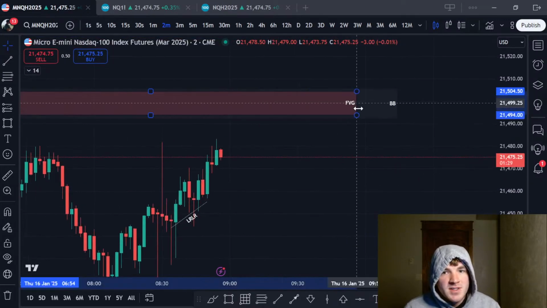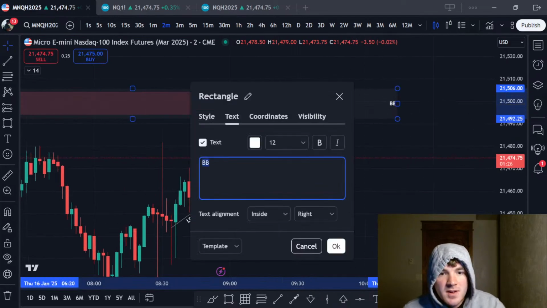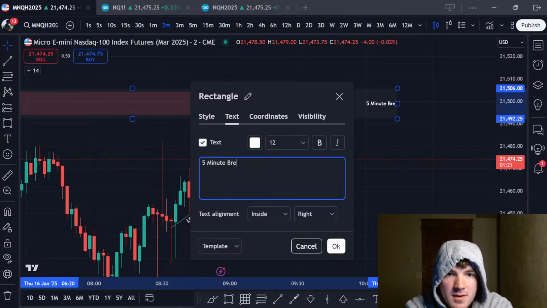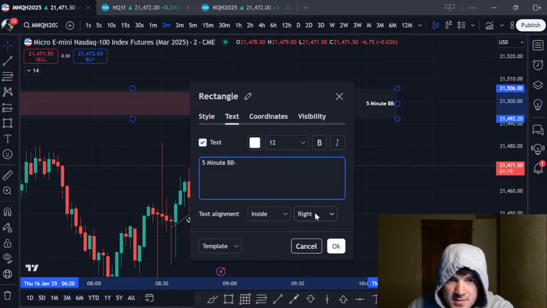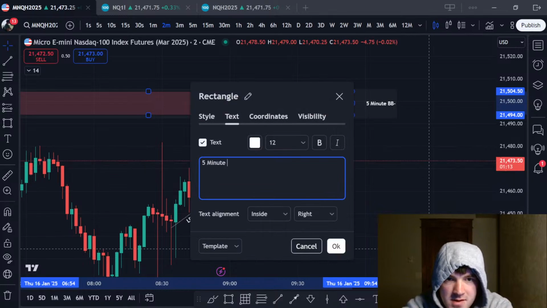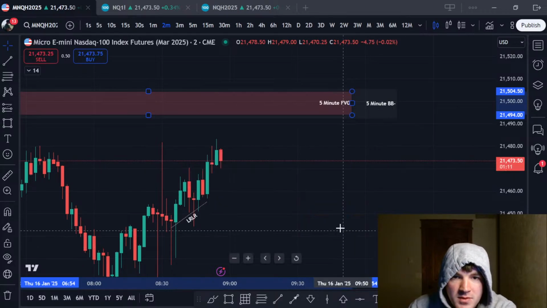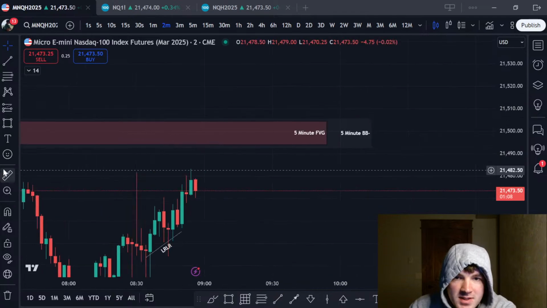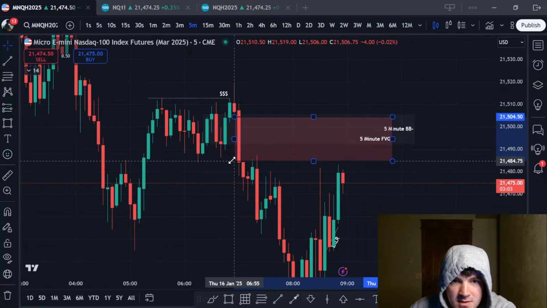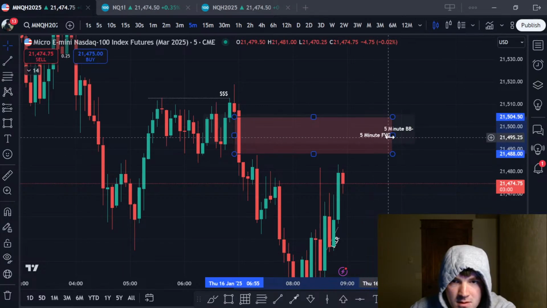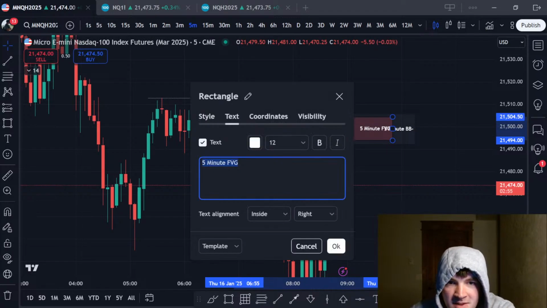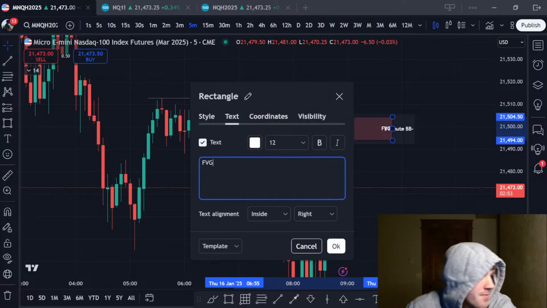So yeah, here's the 5-minute breaker block. And then here's the fair value gap right here. I mean, no, this is technically a 1 minute, but I guess maybe I should mark it out as a 5-minute. Nah, I'll just keep it as a 1 minute. I'll just have it say fair value gap. There we go. Boom. Fair value gap.